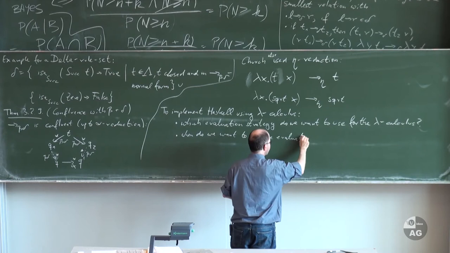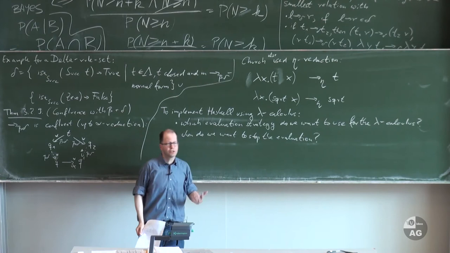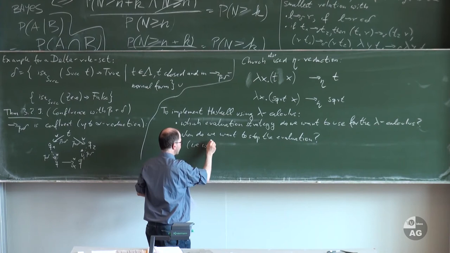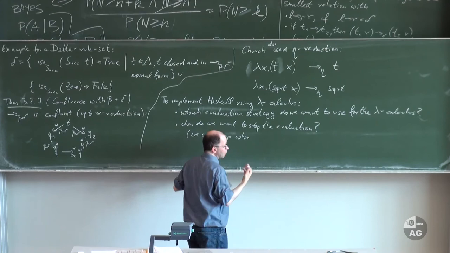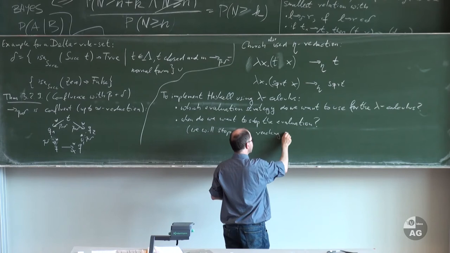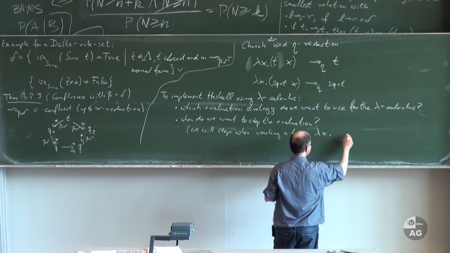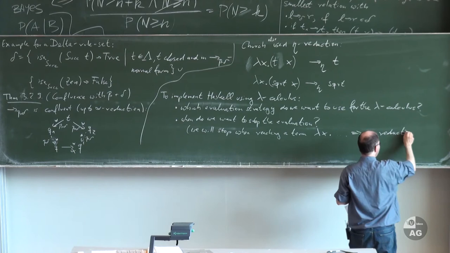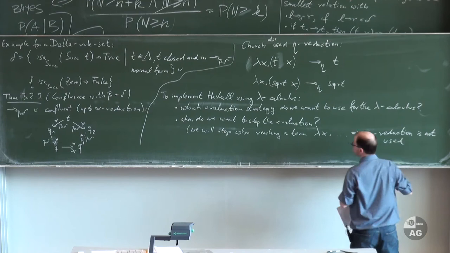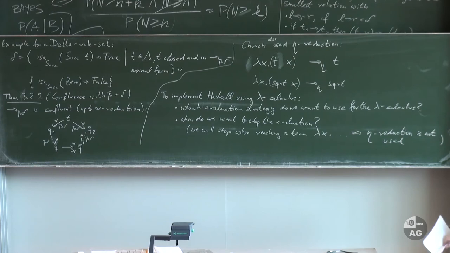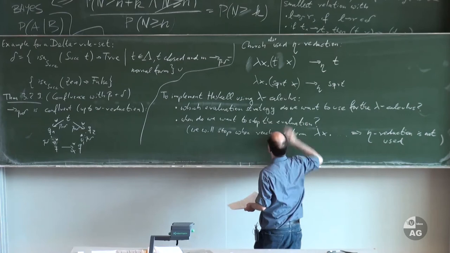And it will turn out that as soon as we reach a term starting with a lambda, we stop the evaluation. So we will stop when we reach a term whose outermost symbol is a lambda, when reaching a term of the form lambda x dot something. And therefore, eta reduction is not used. So this eta reduction will not be used when we implement functional languages. But semantically it makes sense, because indeed this term and this term express the same thing.